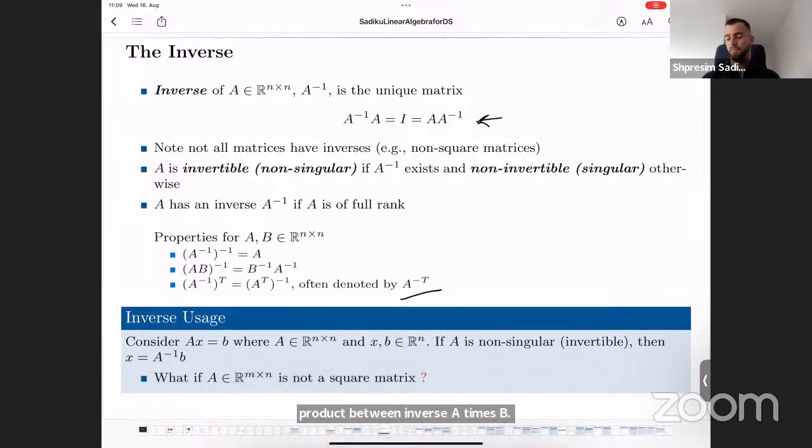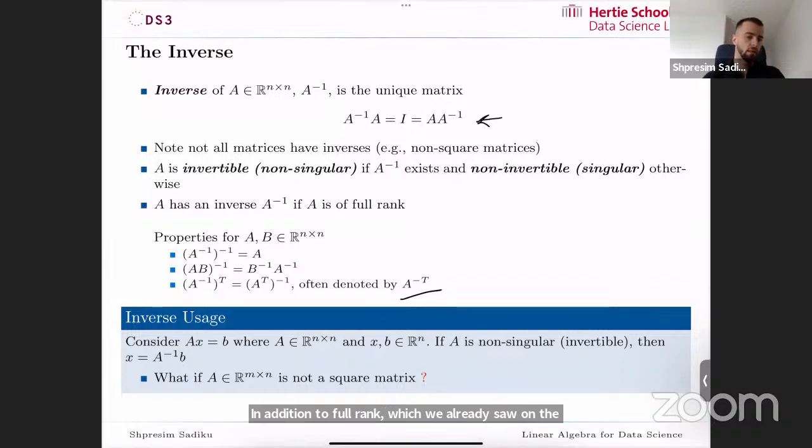So what if A is not a square matrix? Then this does not make sense. But actually, we will also later see that even some square matrices don't have inverses. So it's a necessary condition, but it's not sufficient. We will see that there are many alternative sufficient and necessary conditions, in addition to full rank, which we already saw on the fourth property on this slide, in order for a matrix to have an inverse.